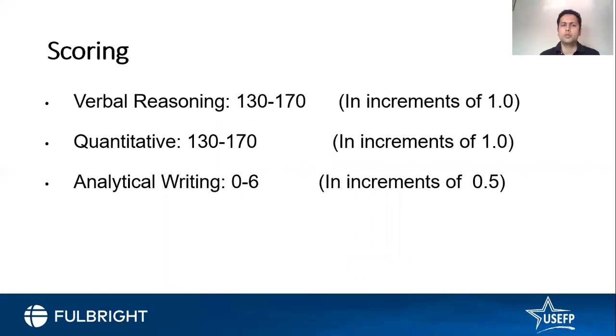In scoring, verbal reasoning is from 130 to 170, and quantitative reasoning is 130 to 170 again, having increments of 1, and analytical writing is from 0 to 6. So 130 is the minimum score that one can get. The score varies from 130 to 170, and between these scores is the percentile.